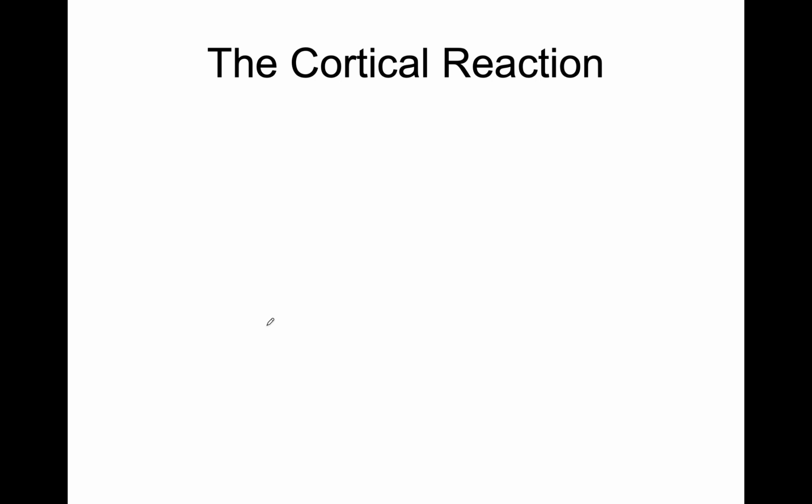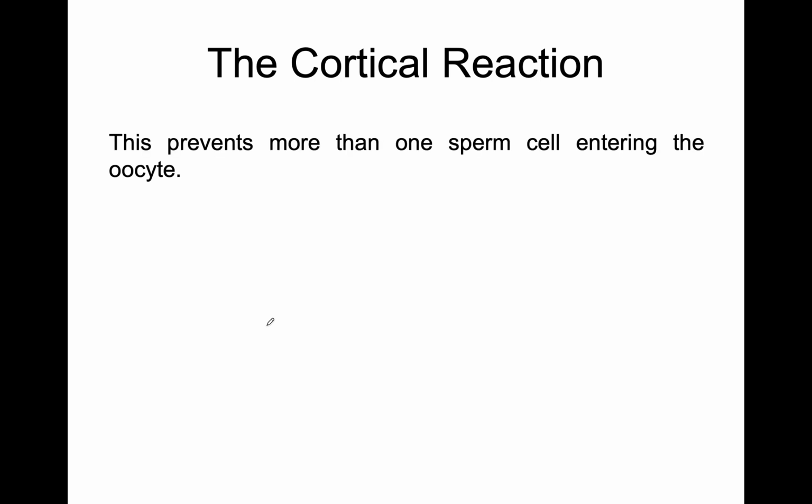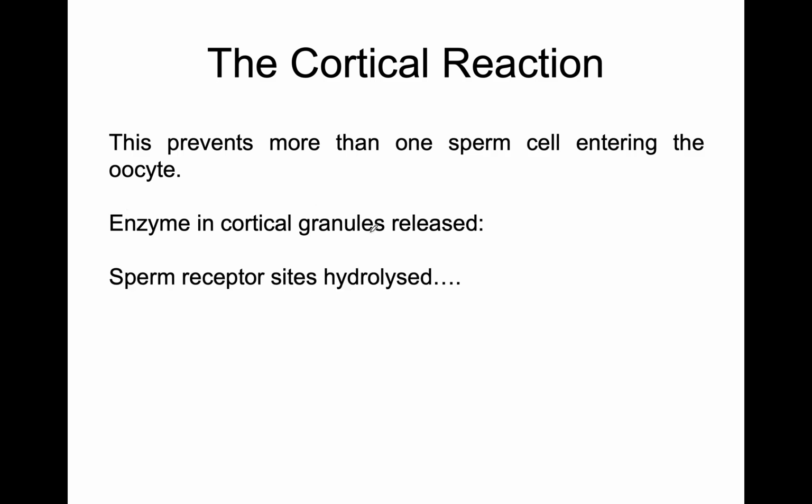Okay, this next slide, or the next couple of slides, we're going to look at the cortical reaction. This is necessary to prevent more than one sperm entering the oocyte. During the cortical reaction, enzymes are released from the cortical granules that have two roles. Firstly, they hydrolyze the sperm receptor proteins, preventing any more sperm from binding. And they cause the zona pellucida to become thicker and impermeable to sperm.